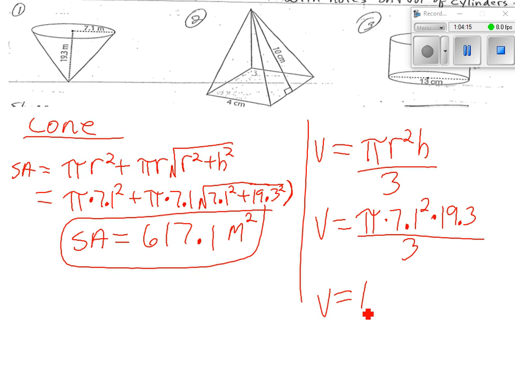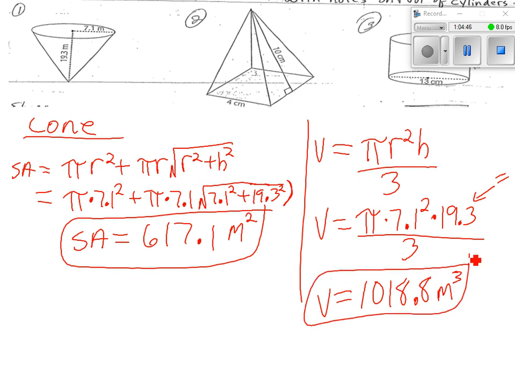So pi times 7.1 squared times 19.3, hit equals. Make sure, on the top, make sure you hit equals. If you don't, the calculator is probably going to tell you the wrong answer. Then hit divided by 3. What did it come out to be? Tell me one more time. 1,018.8. What's our units? Meters cubed. For volume, it's cubed, remember? Everybody handle that?